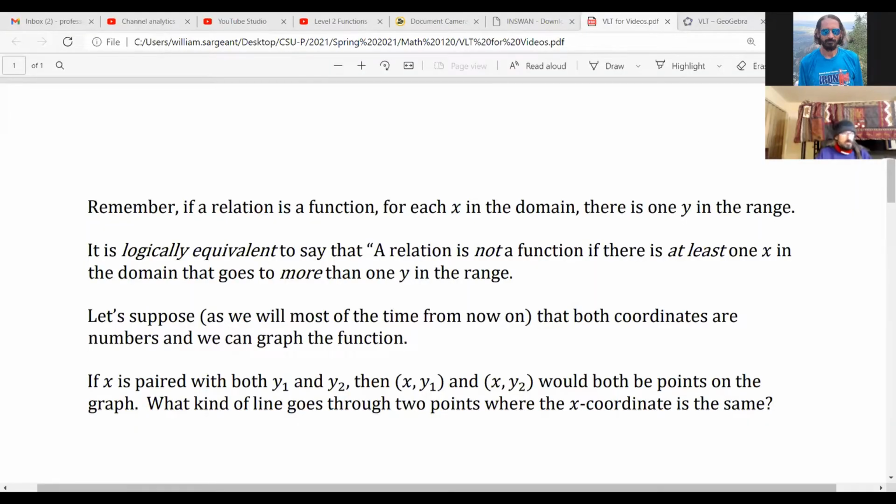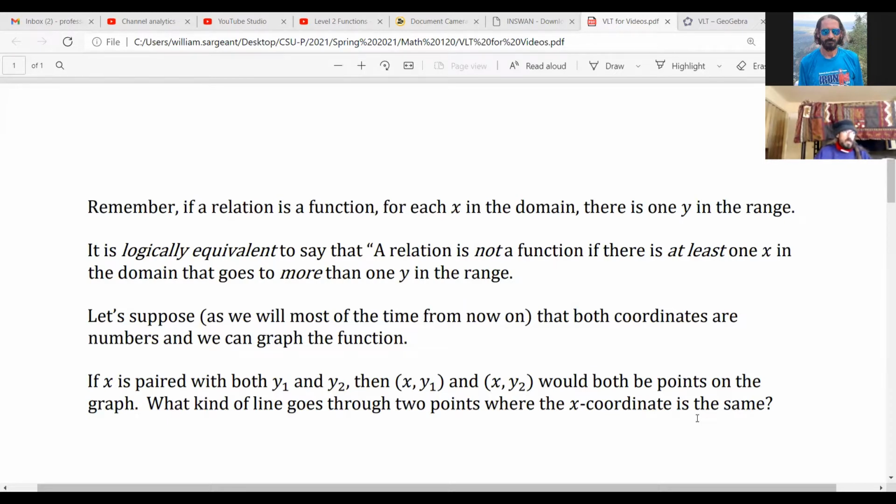Remember that a function is defined as a relation where each x in the domain goes to exactly one y in the range. It would be equivalent to say that the relation is not a function if you have an x that goes to multiple y's in the range.